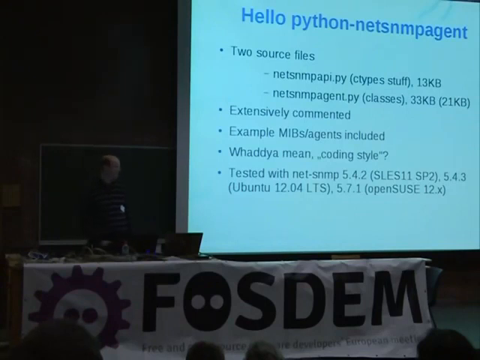I've got example MIBs and agents included. As for coding style, it's not particularly PEP8 or whatever the Python coding style proposal is. It's more or less my own coding style, but it's consistent. And it's been tested with both 5.4 and 5.7 versions of netsnmp for the simple reason that it was targeted at enterprise Linux distributions, as they call themselves, SUSE and Ubuntu. And they're still shipping 5.4, so I have to take care of those as well.